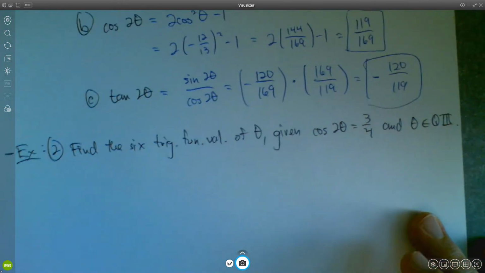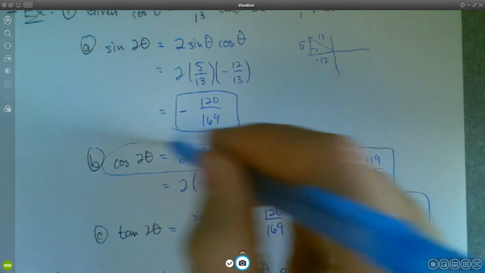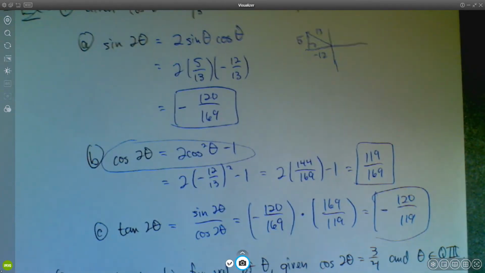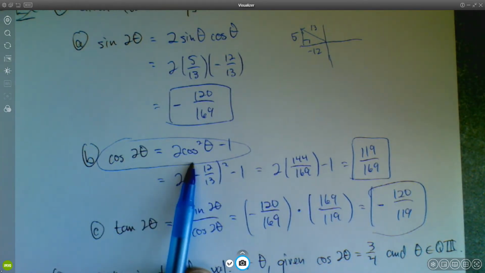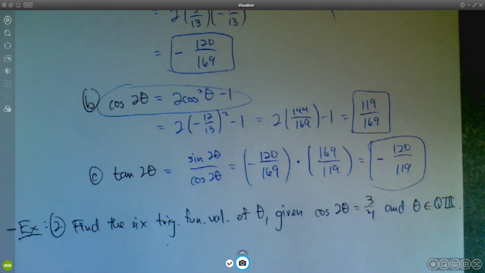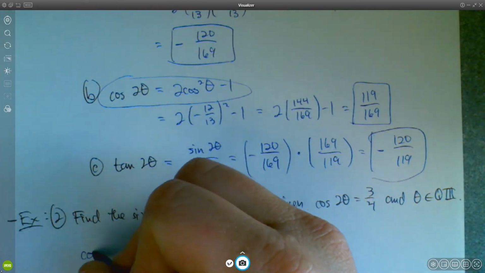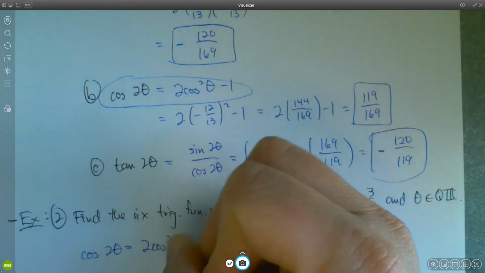Okay, here's my solution. I think I'm going to actually use this identity again, because I can use this identity to find what cosine of theta is. And then if I know cosine theta, I can make the little right triangle, and I can find all the other 5 trig functions from there. So I'm going to say cosine 2 theta equals 2 cosine squared theta minus 1.